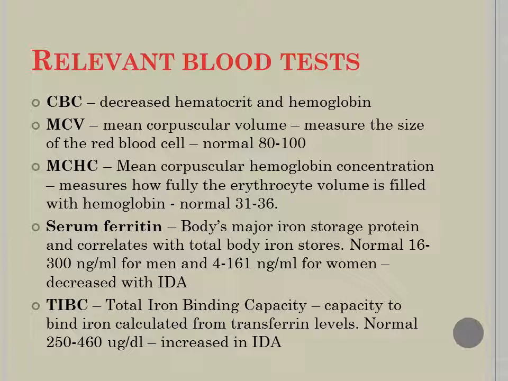Your serum ferritin is your body's major iron stores protein, and correlates with total body iron stores. Normal ferritin should be anywhere between 16 to 300 for men and 4 to 161 for women, and you may see a decrease of this with iron deficiency anemia. You'll see an increase in the total iron binding capacity, which is calculated from the transferrin levels. The normal is 250 to 460, so that would be elevated in iron deficiency anemia.